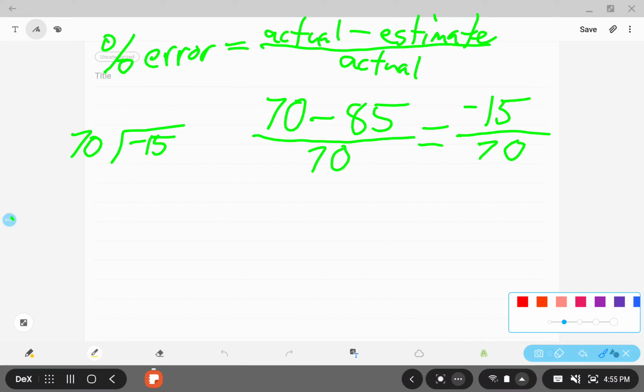You just need to understand the individual steps. So 70 goes into 15 how many times? Well, 15 is too small. It doesn't go in there at all. So now I got to do some long division.